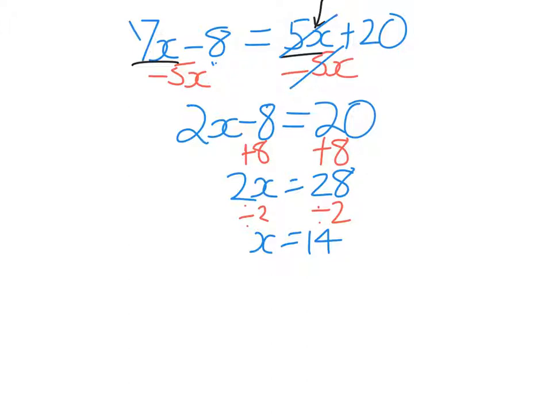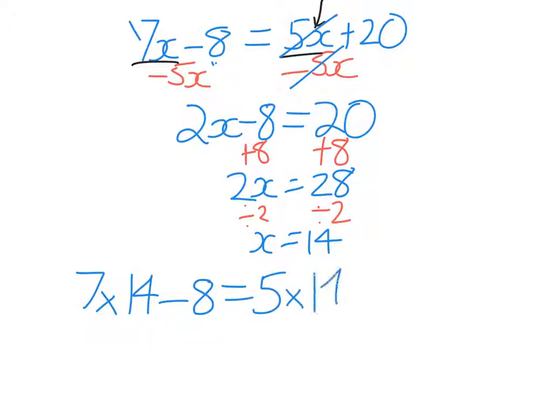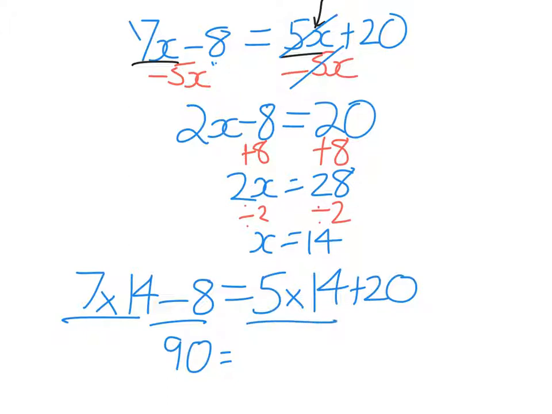Again, I can check I'm right by substituting x equals 14 into the original equation. So into the original equation, I get 7 times x minus 8 equals 5 times x plus 20. So is this a true statement? 7 times 14 is 98, minus 8 is 90. 5 times 14 is 70, plus 20 does equal 90. This is a true statement. 90 does equal 70 plus 20, so I know I've got the right answer.